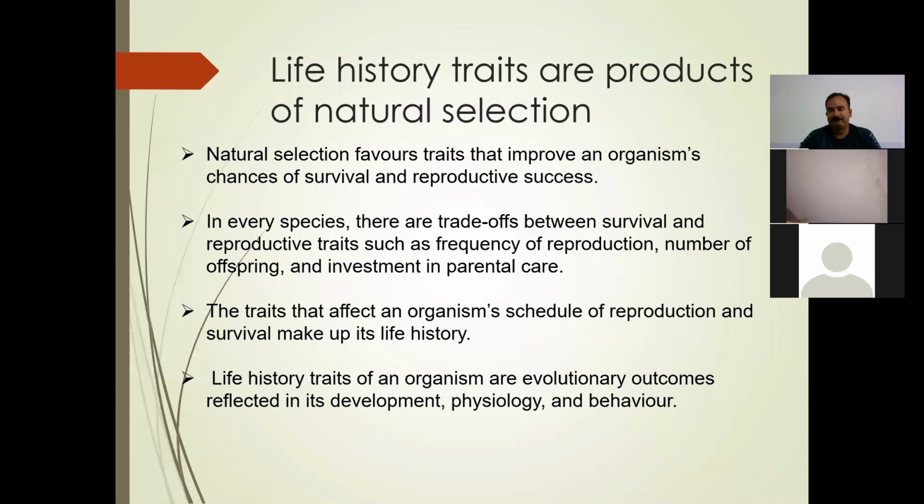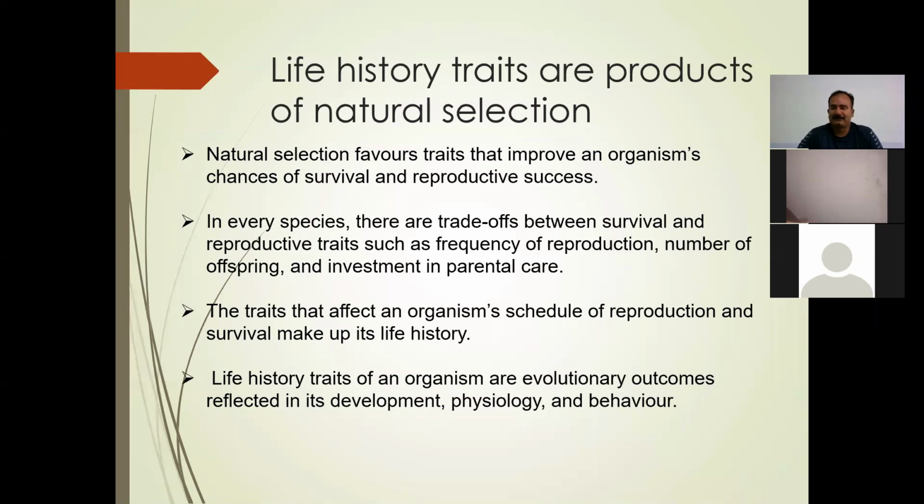So we also keep in mind the organism's schedule of reproduction and survival, which makes the entire life history of any species. Life history of an organism is basically an outcome of evolutionary processes such as development, how developmental processes occur in the life history of any species, physiology, and more importantly, behavior of the organism. Right from birth to death, every individual performs different kinds of behaviors. Some behaviors are instinctive, and in higher animals, most of the behavior is learned, which the organism learns through its experience and by the training of parents.